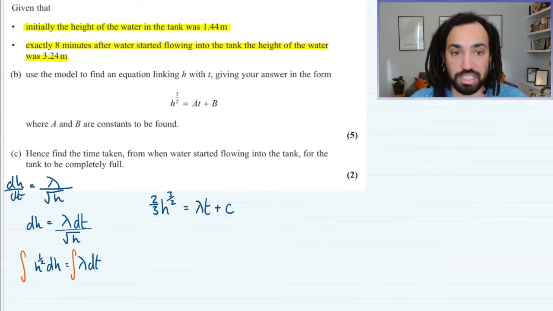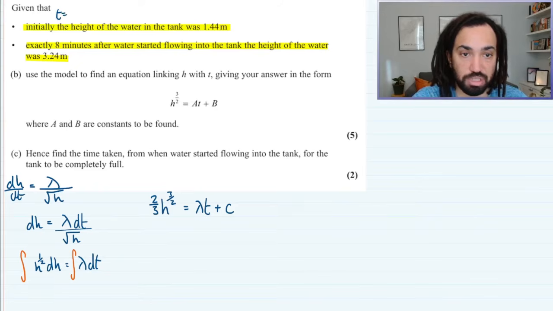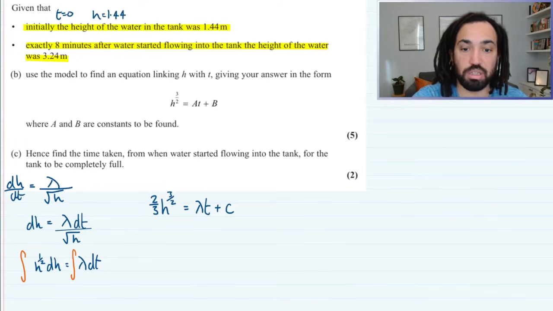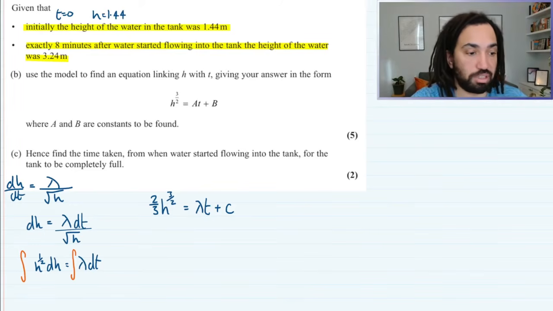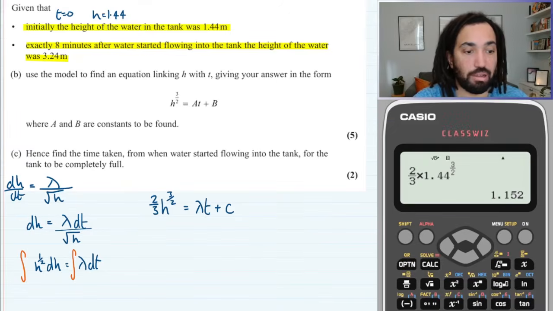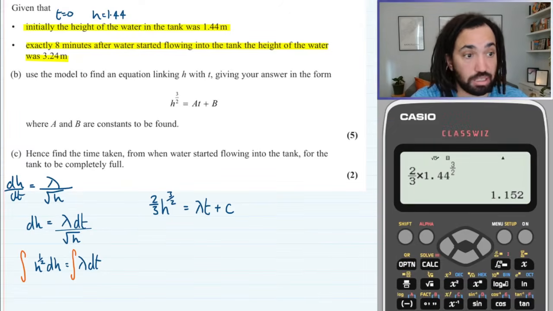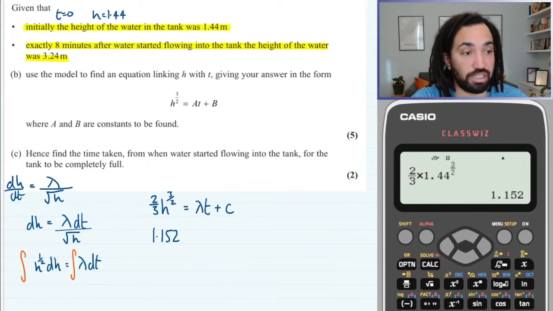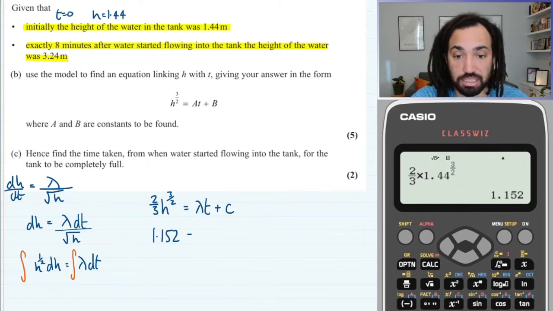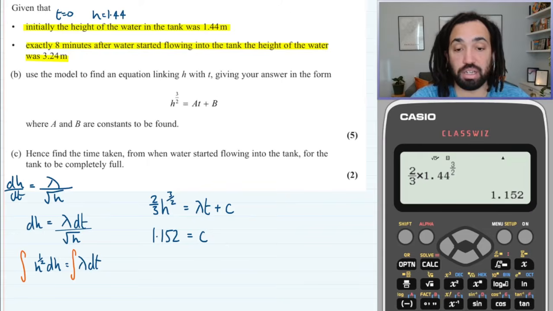So the first one is that initially, that means that t equals 0, the height of the water is equal to 1.44. So we're going to sub that in, and we're going to use our calculator for this. Okay, so we get 1.152 on the left hand side there, and that's equal to, well, t is 0, so therefore just c. Okay, perfect.